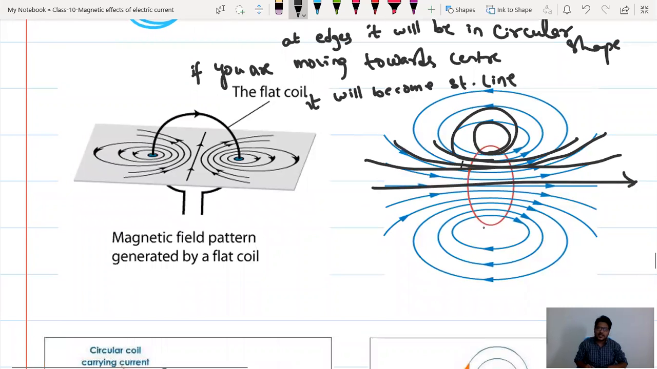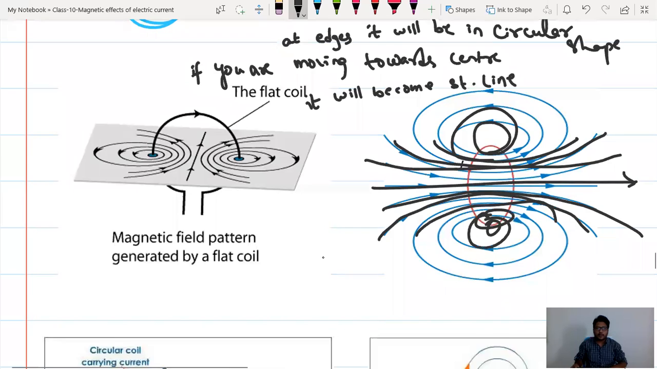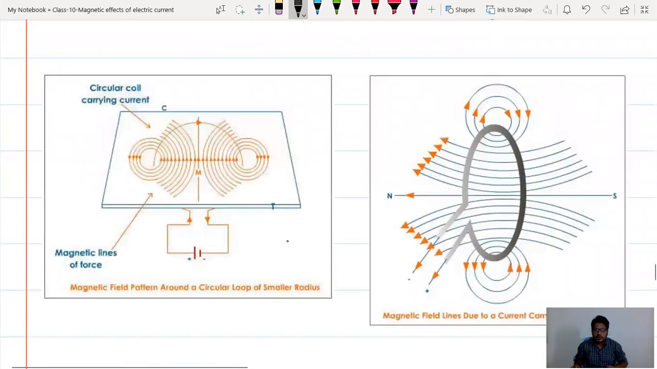Again, if you are moving towards another edge from the center, the circles will become small again, and the curves will become small and automatically it will become circular like that. So whatever diagram you want, you can draw it.